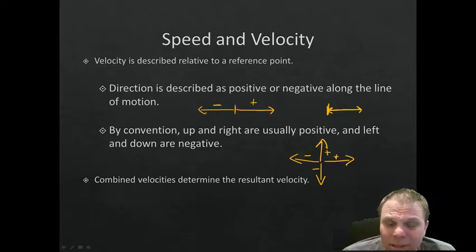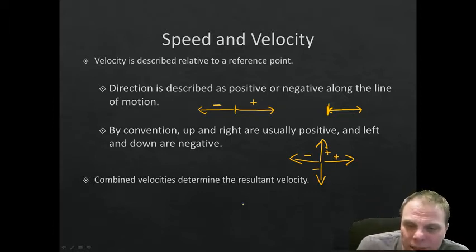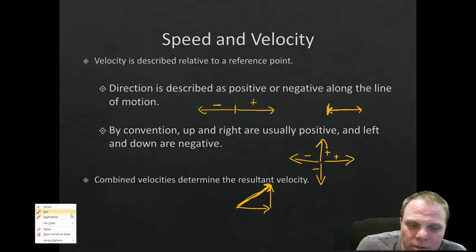Now, I can also have a combined velocity, which is going to be the combination of a couple velocities, and these are called vectors. So if I move in this direction and then I move in this direction, I can create what is my net movement. It's kind of like a combination of those two, right? This arrow here is basically the combination of those other two arrows.